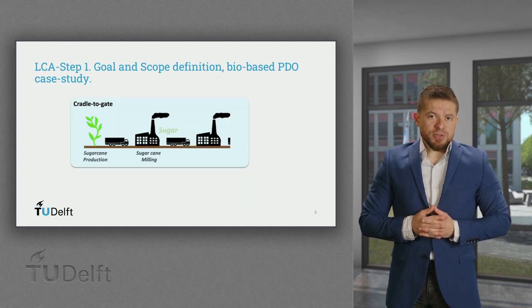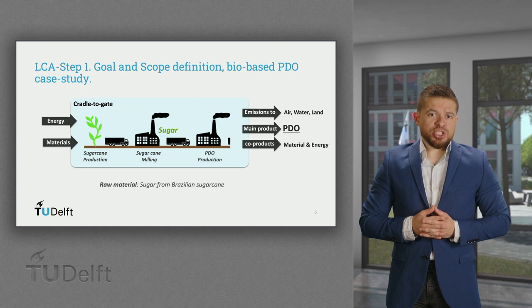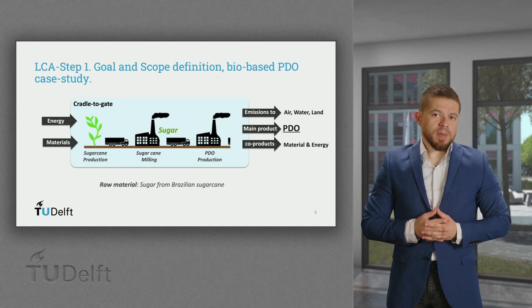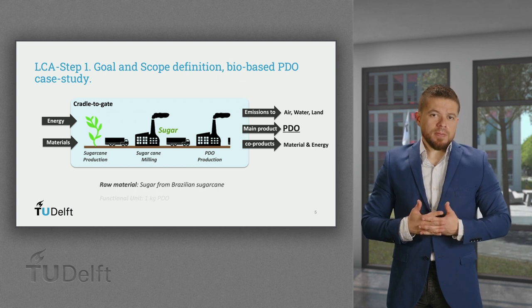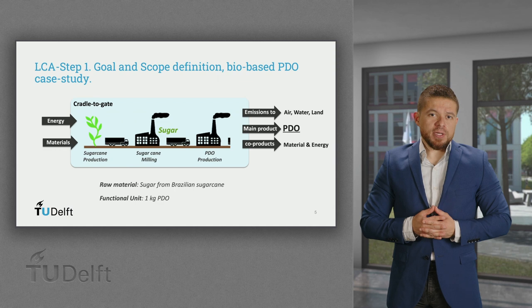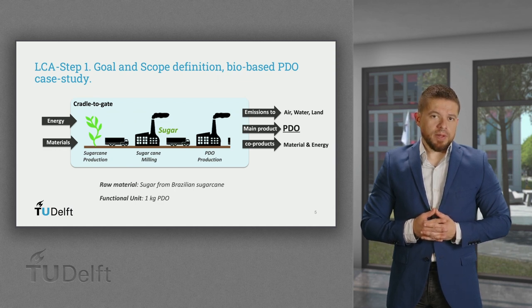Bio-based PDO is produced via fermentation of sugars, which can be obtained from various sugar or starchy crops, or from lignocellulosic biomass. For this lecture, the raw material selected is sugar from the Brazilian sugarcane industry. The functional unit is the basic unit to perform the study or for any comparison. In this case, the functional unit is 1 kilogram of PDO at the same quality conditions of the petrochemical PDO.